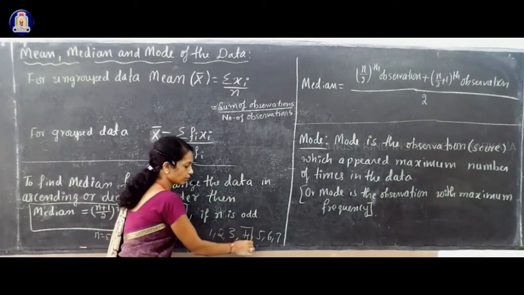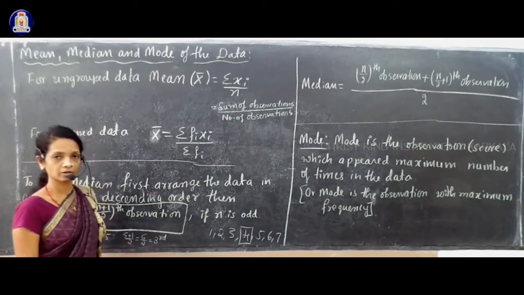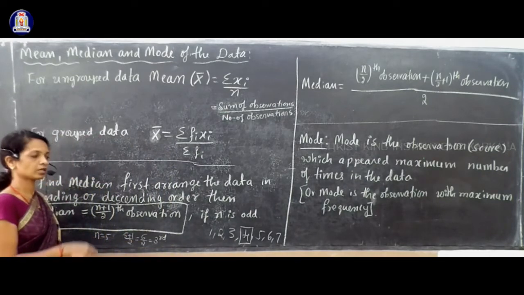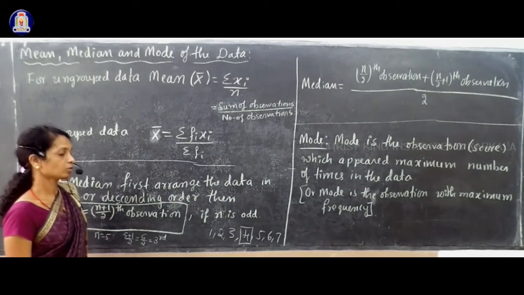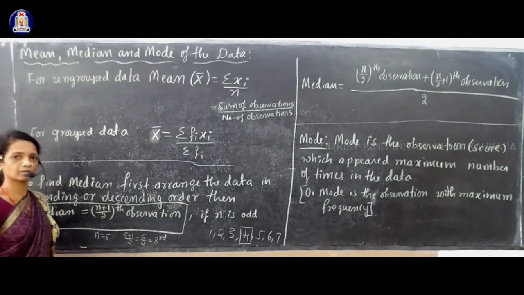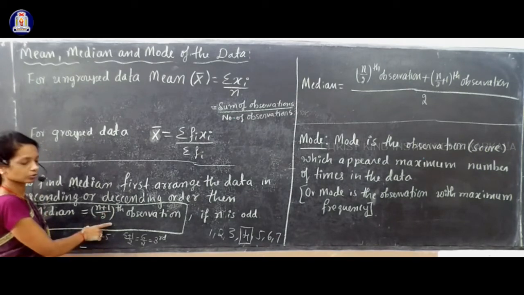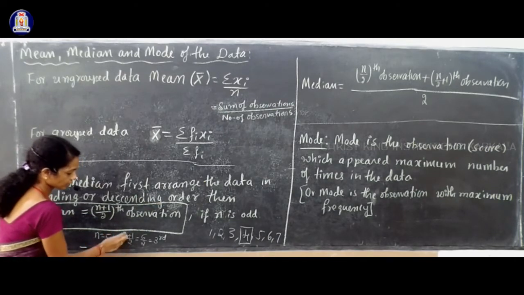Here, if you are given a lesser number of data, you can easily get the middlemost score. But if you are given a large, odd number of data, then this formula is helpful to find the middlemost score. So now you have 7 data, 7 observations.